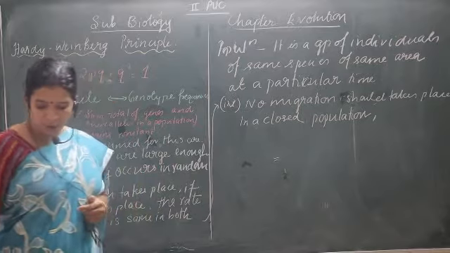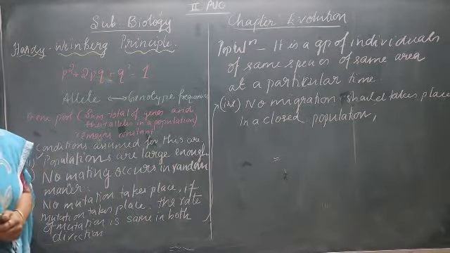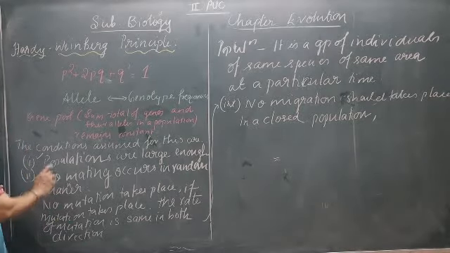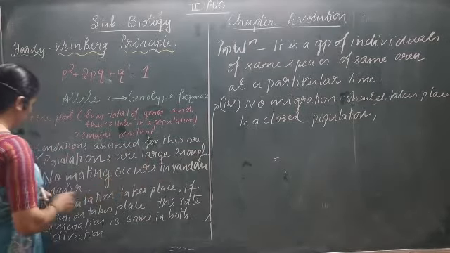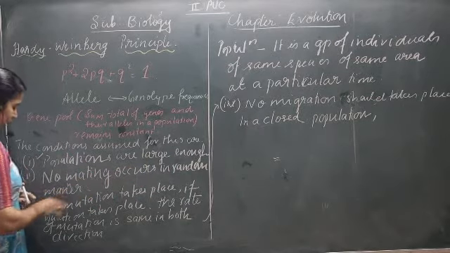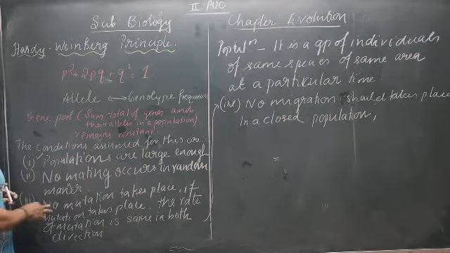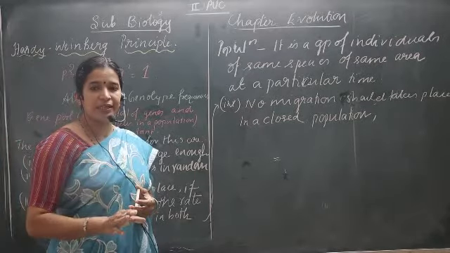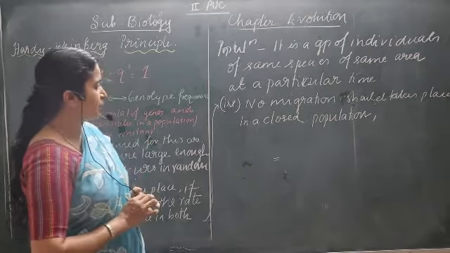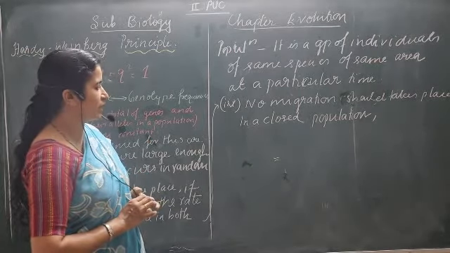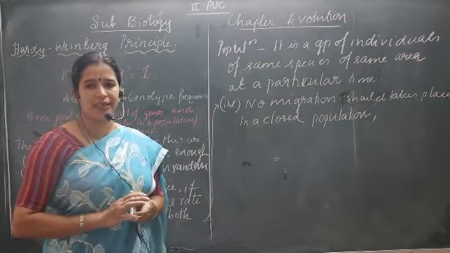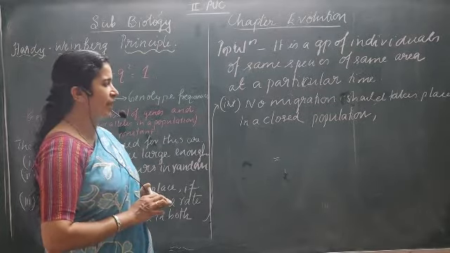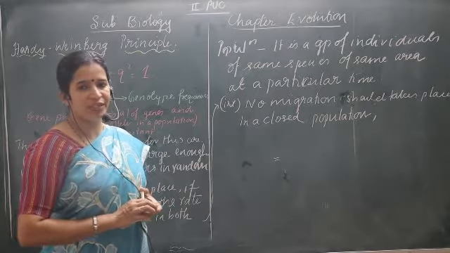So these are the conditions assumed for this equation: the populations are large enough. Second, no mating occurs in a random manner. Third, no mutation takes place. If the mutation takes place, the rate of mutation is the same in both directions. Then the fourth condition assumed is that this can be applied in a closed population where no migration takes place.